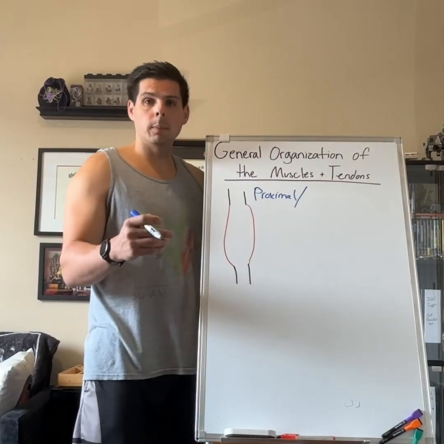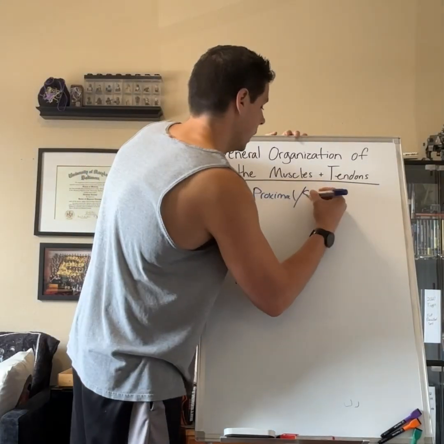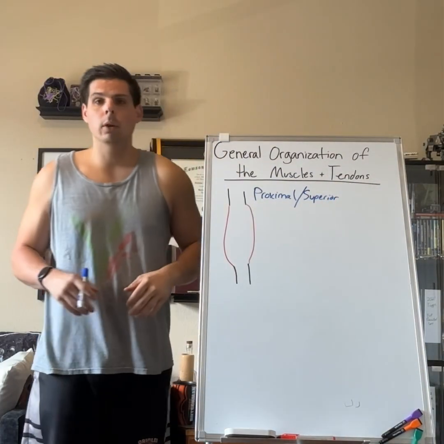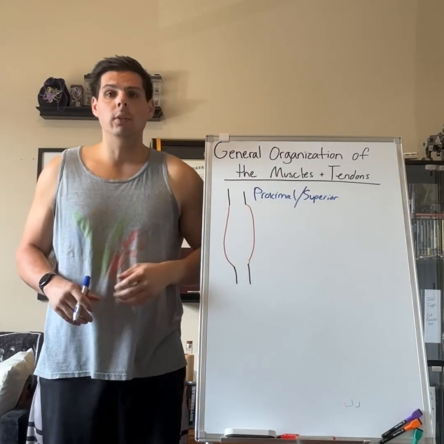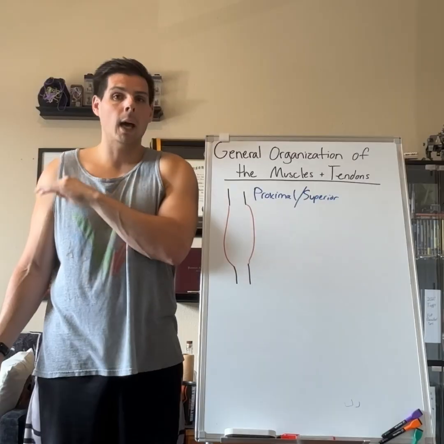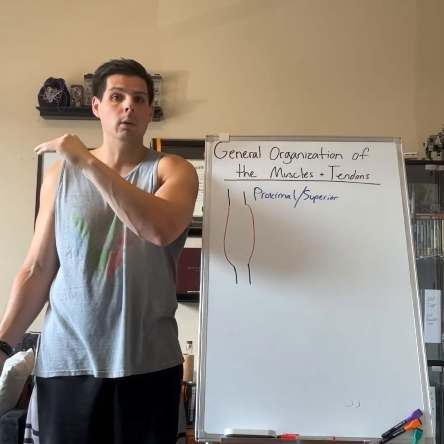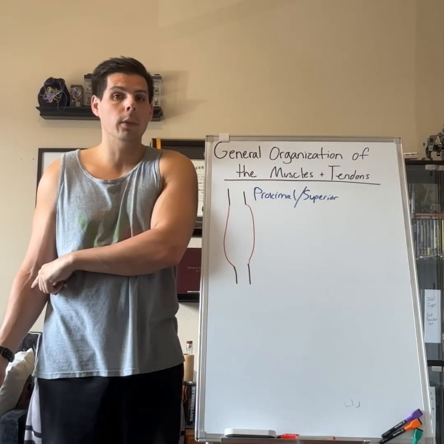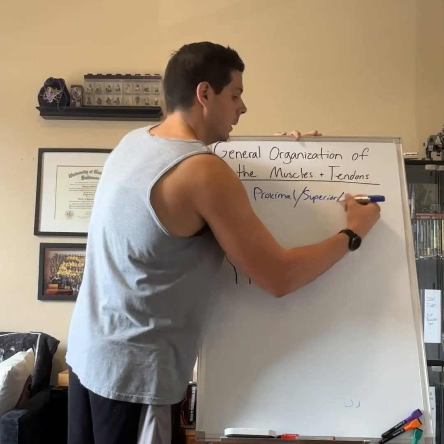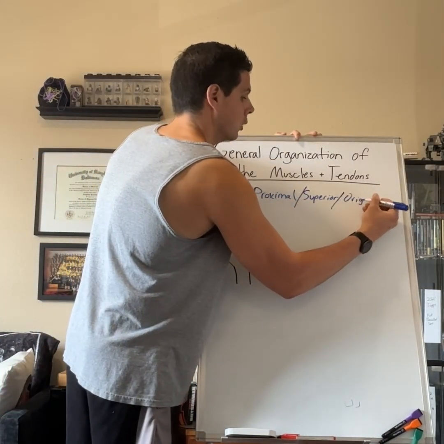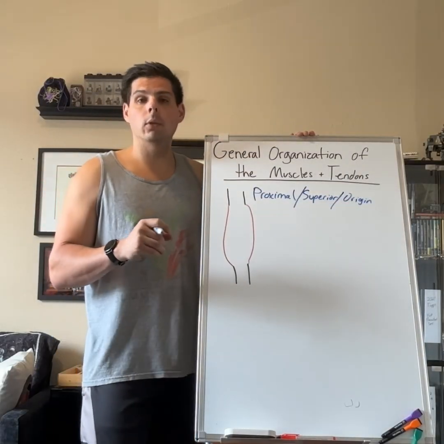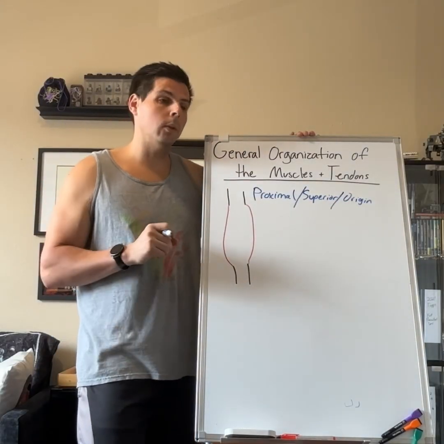You might also see the proximal attachment referred to as the superior attachment. Same reason why, using the bicep as the example here in anatomical position. This attachment is higher up or more superior on the body compared to the other attachment site that is lower down. And then the last term that can be used to define this attachment site is the origin. The origin is where the muscle is considered to start, so to speak.